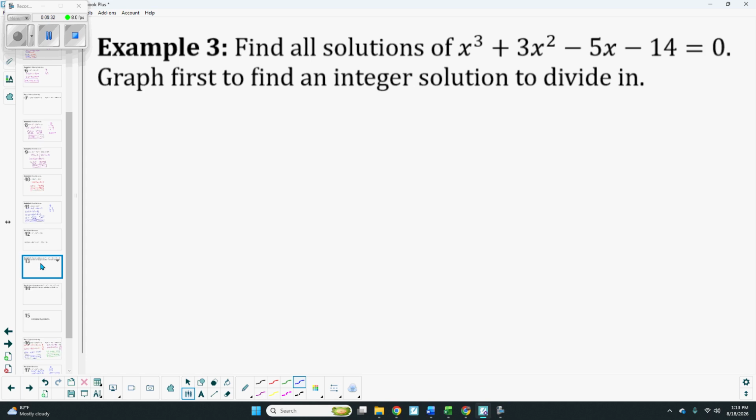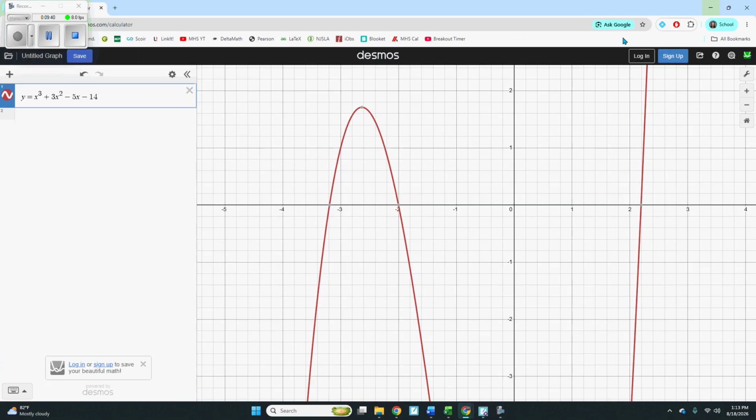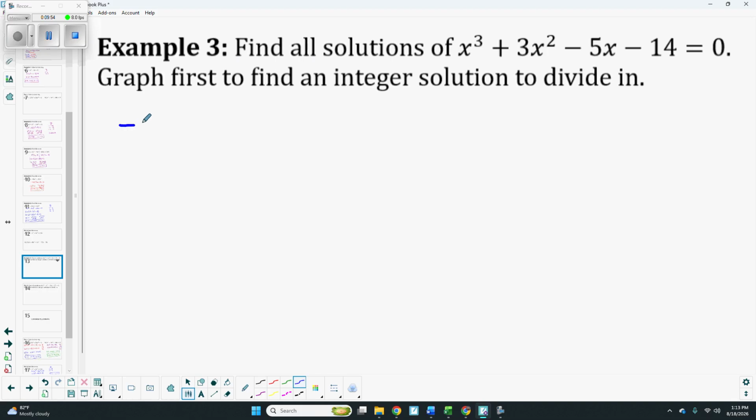So for example 3, it says find all solutions of this. Graph first to find an integer solution to divide in. So I've already gone to Desmos and I've graphed this. And I see that I have an integer solution at negative 2, 0, right? That happened between the 2 and the 3. This happened between the negative 3 and the 4. But negative 2 works. So we're going to take the negative 2 out first.